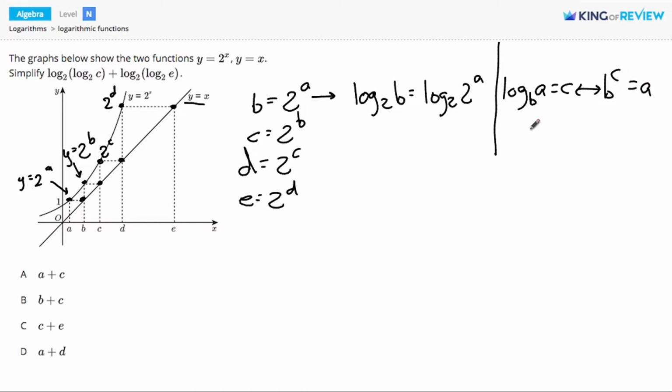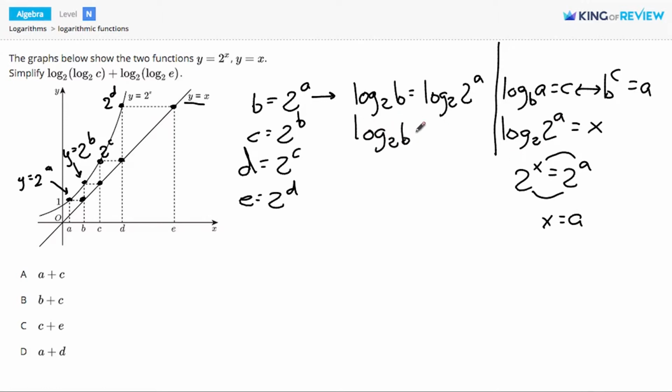So now let's bring this back to what we're working on. We have the log base 2 of 2 to the a, and let's set this equal to, let's call it x. If I use this property up above, we can rewrite this as 2 to the x equals 2 to the a. Since 2 and 2 match, x must equal a, which means the log base 2 of 2 to the a is just equal to a, which means, bringing that back over to the left, the log base 2 of b is simply equal to a.